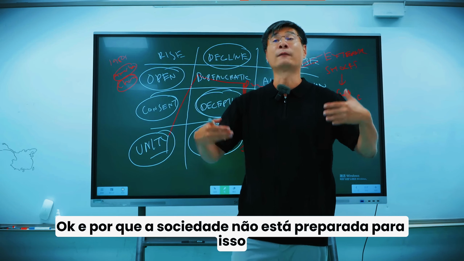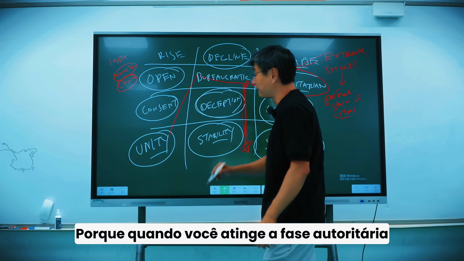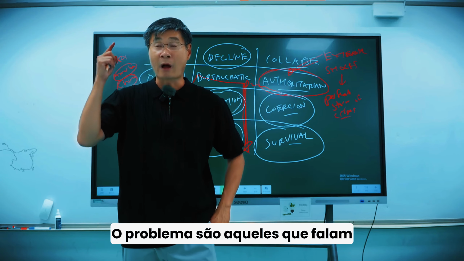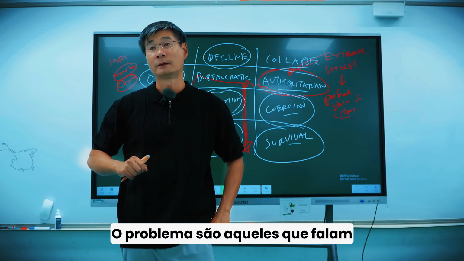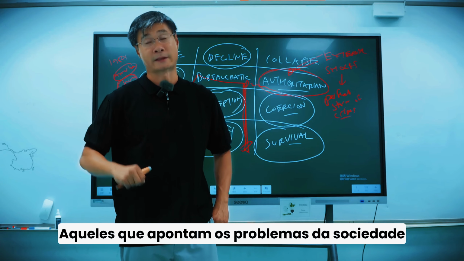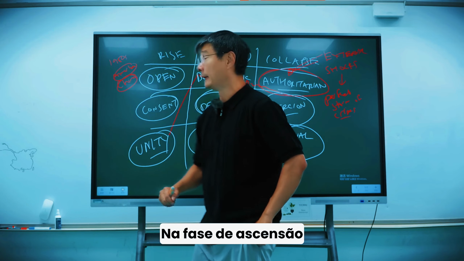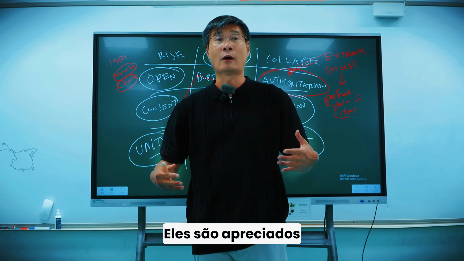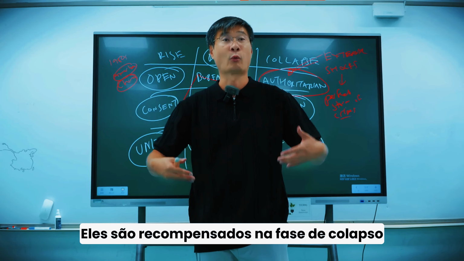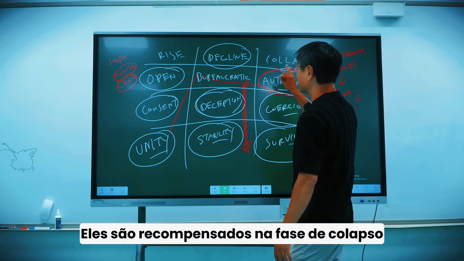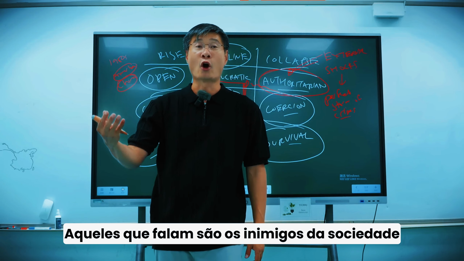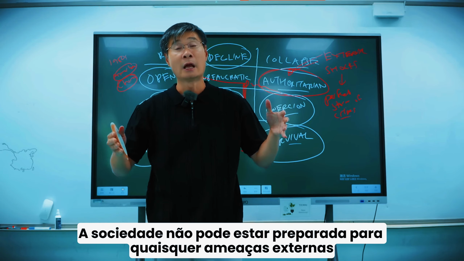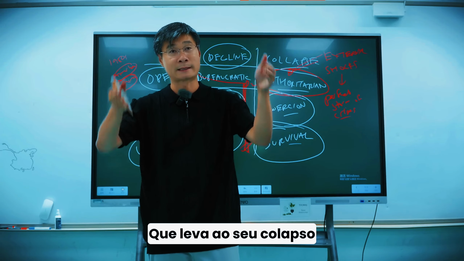Okay? And why is society not prepared for this? Because when you hit the authoritarian phase, you're not allowed to criticize the system anymore. The problem are those who speak out. The problem is those who point out the problems of society. In the rise phase, those who criticize society are the heroes. They are appreciated. They are rewarded. In the collapse phase, those who speak out are the enemies of society. And therefore, society cannot be prepared for any external threats, which leads to its collapse.